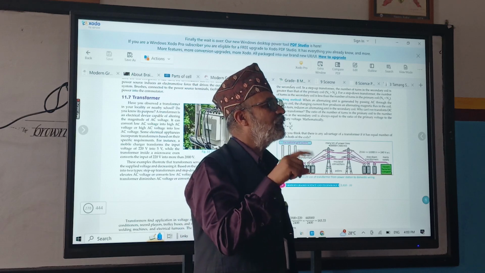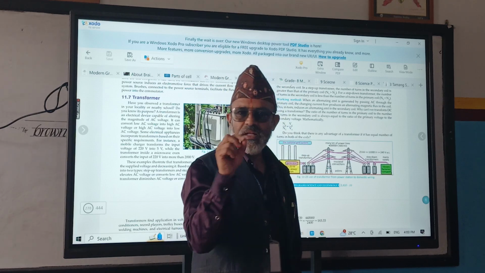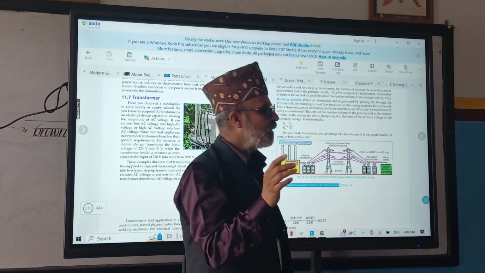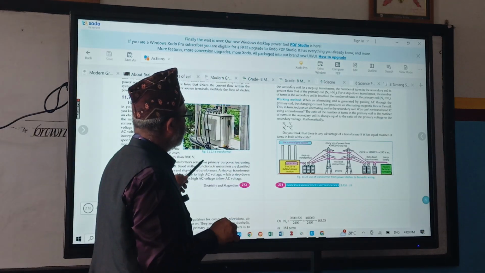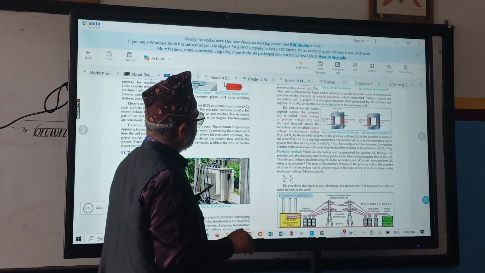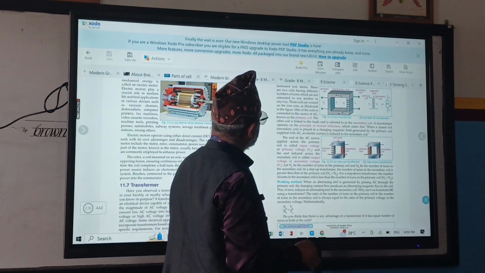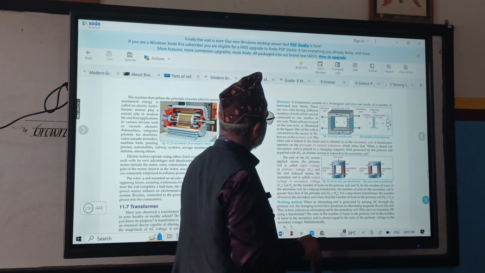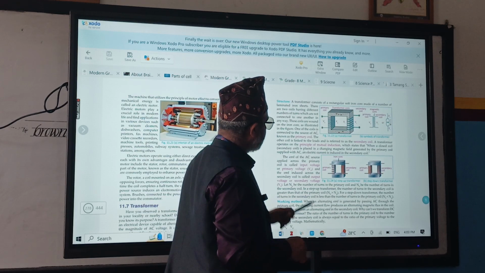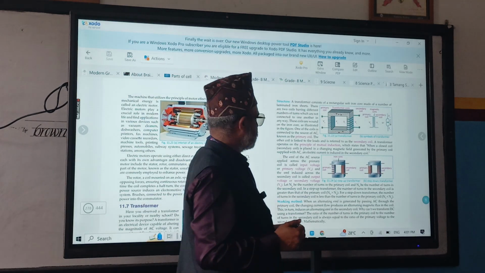Why? Because it has frequency. If it has frequency, it can be altered. If it has no frequency, it cannot be altered. So, one thing you have to remember, there are mainly two types of transformer. What are they? Step up transformer and step down transformer.